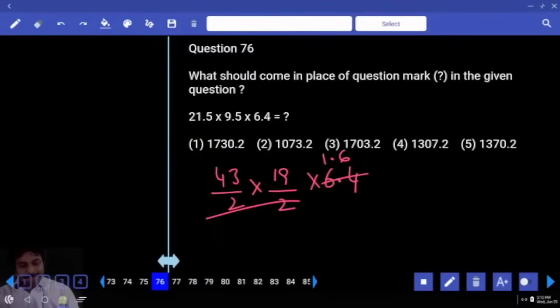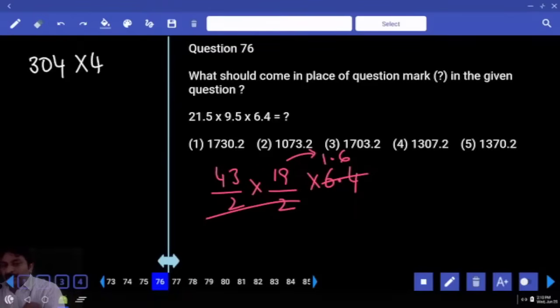So let me take 19 times of 1.6. Forget about decimal, we can keep decimal later. 19, 16 times. I'll take 16 20 times minus 1 time. Is that okay? 16 20 times, 320 minus 16.